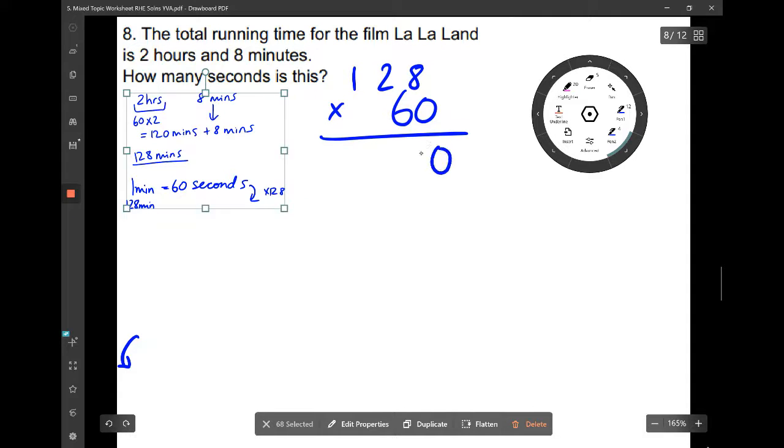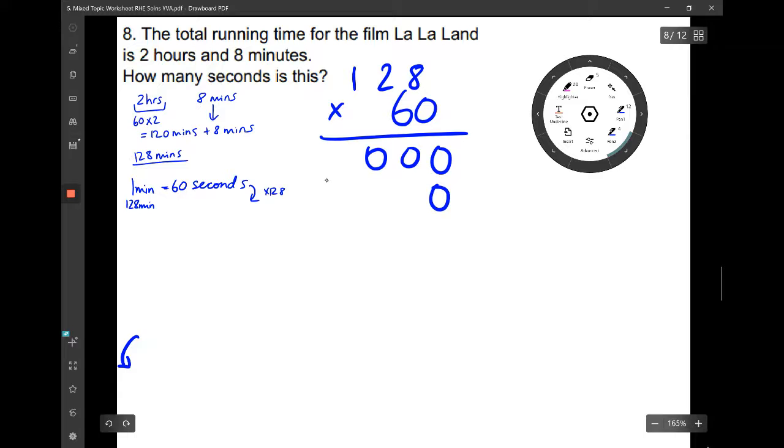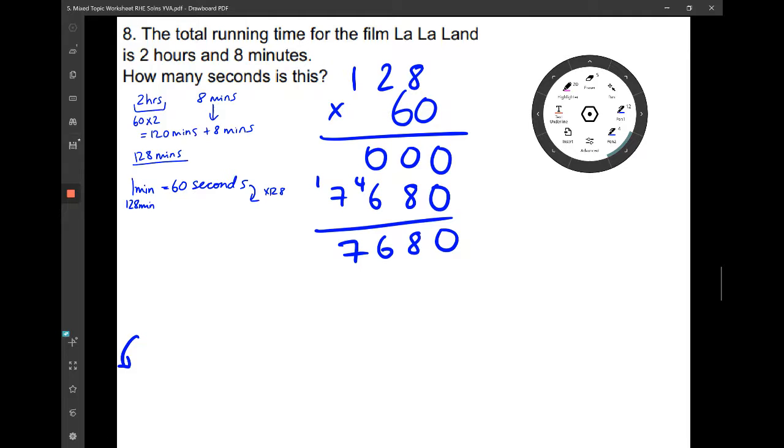So that's going to be 0, 0, 0. And then 6 times 8 is 48. 6 times 2 is 12. 12 plus 4 is 16. And then 6 times 1 is 6, plus 1 is 7. So 7,680 seconds.